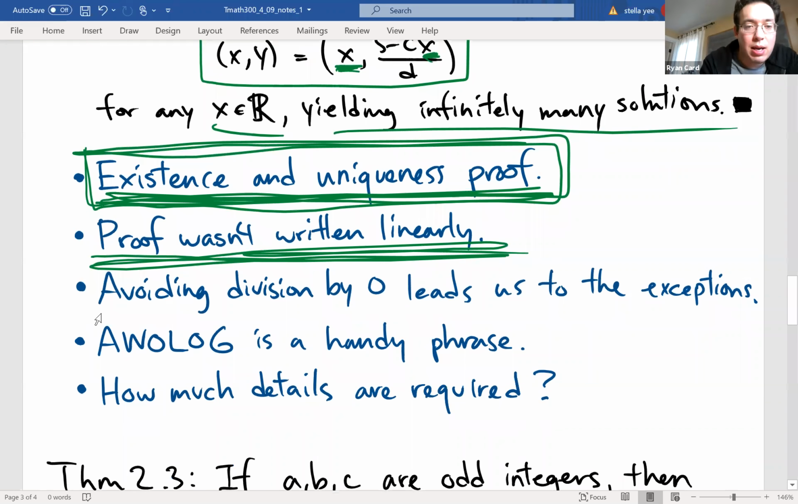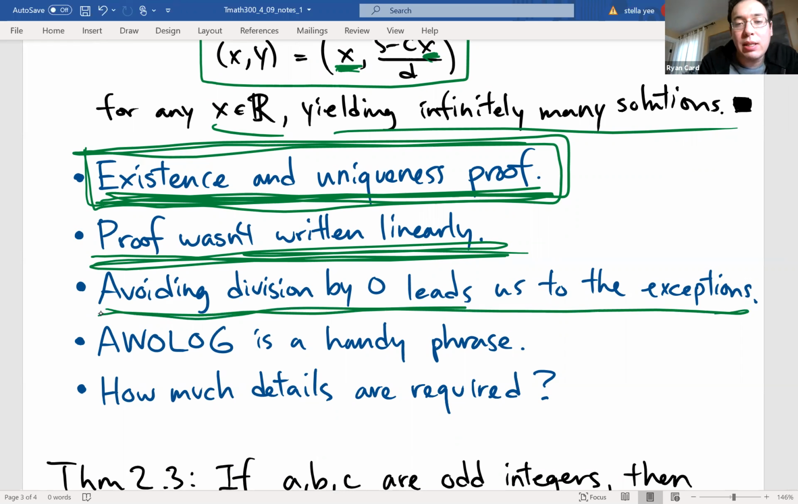Okay. And I've already kind of stated this, but avoiding division by 0 leads to exceptional cases in this theorem. So you should always worry about edge cases where things might break down. And if you have to change the analysis to treat those cases separately, then you should do that and add those as exceptions in the theorem statement, or change the theorem statement so that the edge cases are irrelevant.